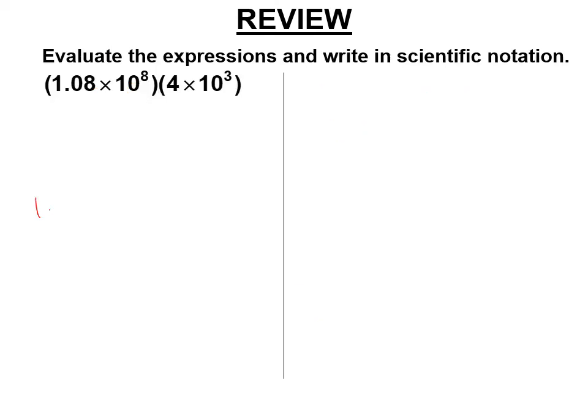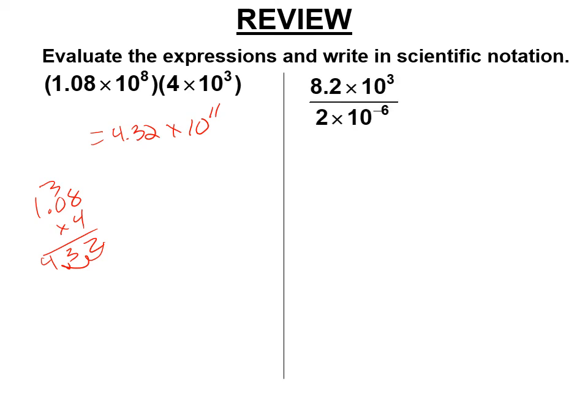Right, we can multiply scientific notation. 4 times 8 is 32, 0, 3, 4, move the decimal twice, you get 4.32, you add the exponents, 10 to the 11th. Here you're dividing scientific notation, 8.2 divided by 2 is 4.1, 3 minus negative 6, 10 to the 9th. Yes, right? Or you can think of that negative 6 flipping up there.